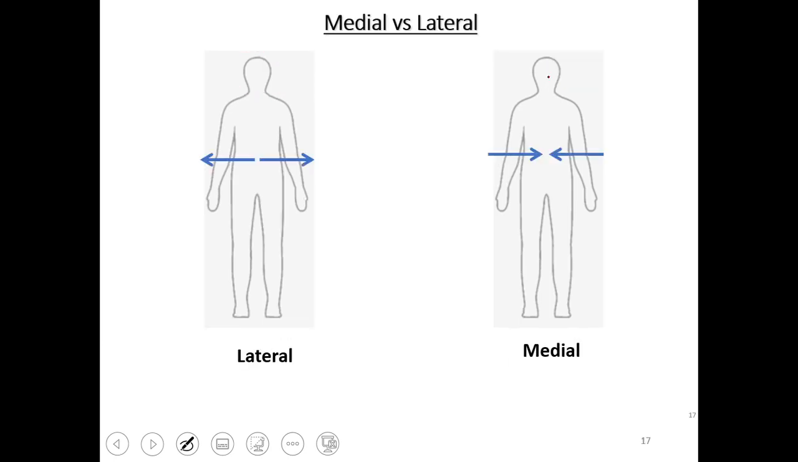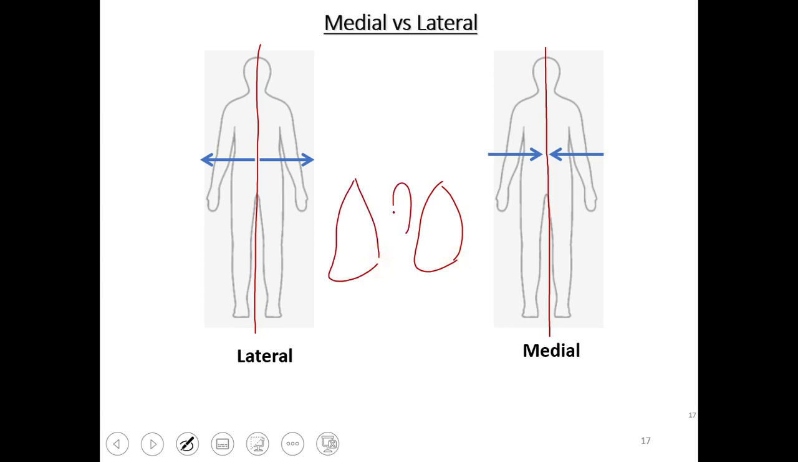Medial and lateral. Medial means closer to the middle line of the body. Lateral means away from the middle line of the body. So, in the anatomical position, what finger is medial? Of course, the pinky finger is medial. The thumb is lateral. How about the relationship between the lungs and heart? The lungs are lateral to the heart, or you can say the heart is medial to the lungs.